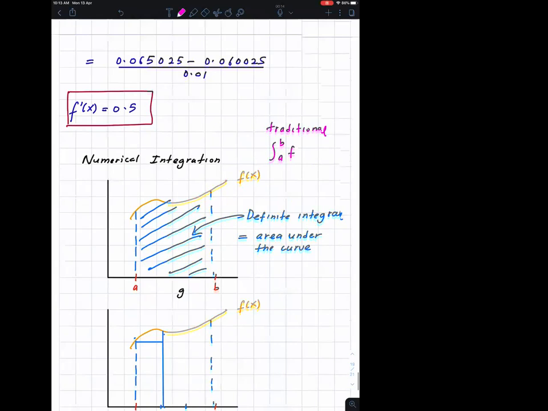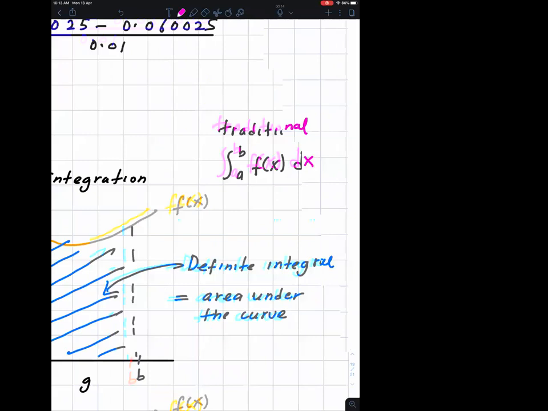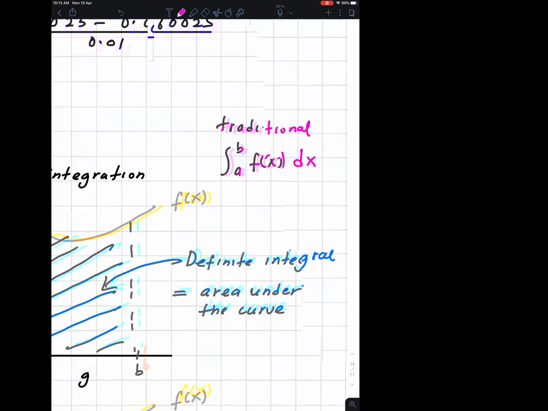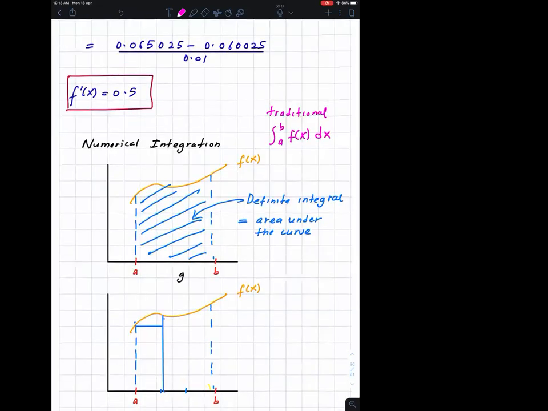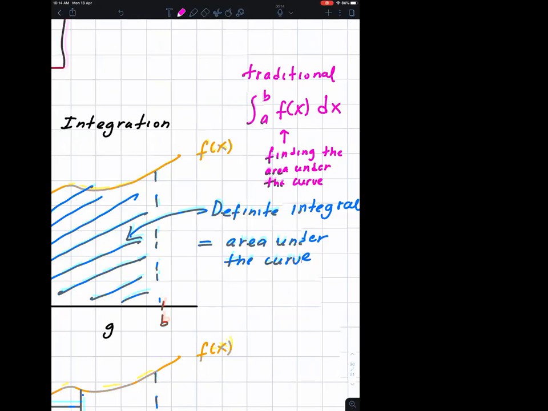Yes? Then you integrate, right? This is what you do. Okay, guys? Yes, sir. When you do this, what this equation is doing is just finding the area under the curve. This is finding the area. Finding the area under the curve.